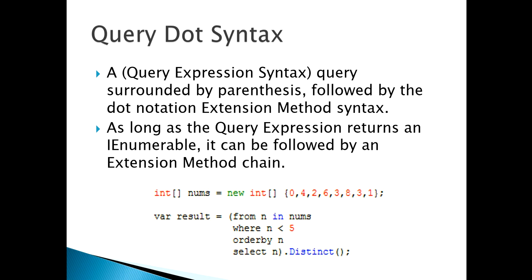Then, because notice here in our integer array that we've got 3 repeated more than once and things like that, right? So from n in nums, where n is less than 5, order by n, select n. Well, the trouble is we would get 2 results for 3 because they're both less than 5 and would be in the output. But by going dot distinct, now any duplicates will be suppressed and we'll only get 1 value of 3 being returned, okay? So that's just one example because distinct isn't available in query expression. This is how we would combine the 2 syntaxes together in query dot syntax.